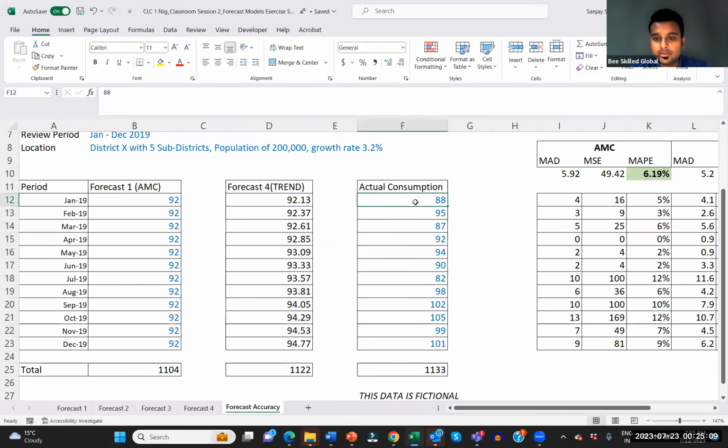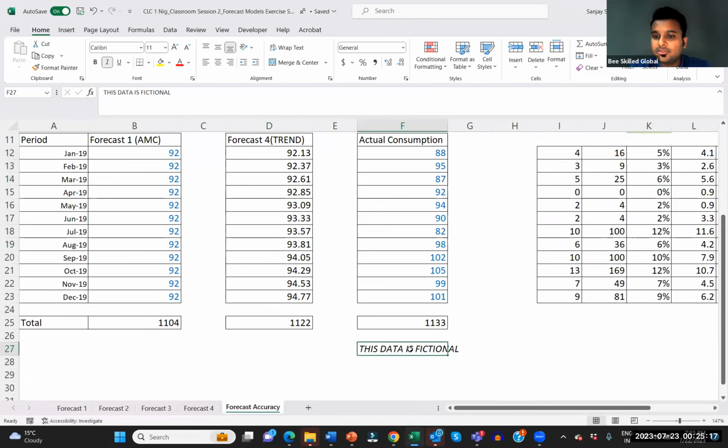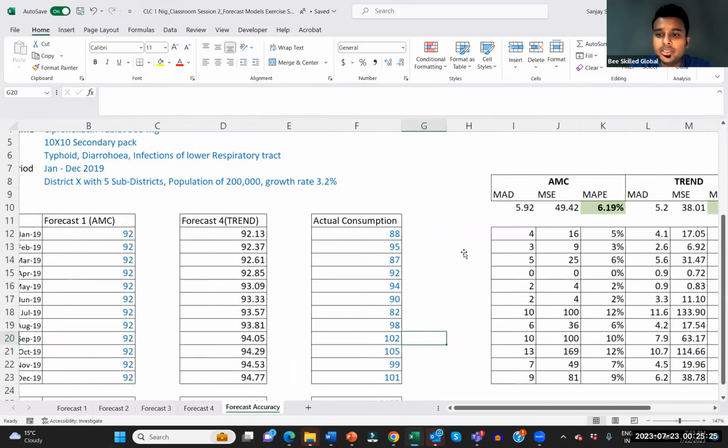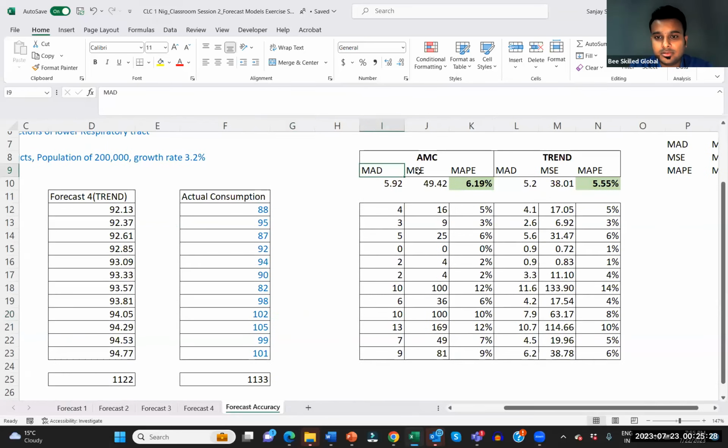Now this is the actual consumption that happened for that year. Again, this data is fictional, just for the purpose of explaining how it works. This is the actual consumption per month. Here you see the three indicators that we discussed: MAD, MSE, and MAPE, mean absolute deviation, mean squared error, and mean absolute percentage error. We will first calculate all these indicators for the forecast developed using AMC, then using the trend analysis.